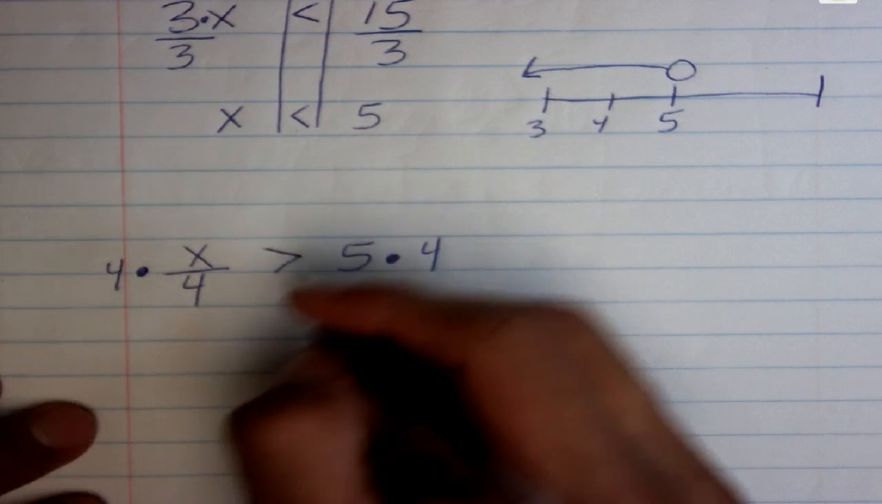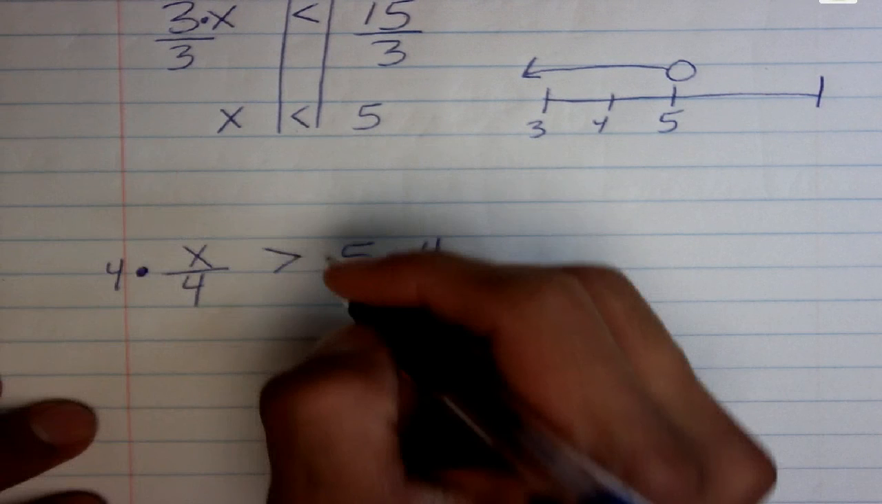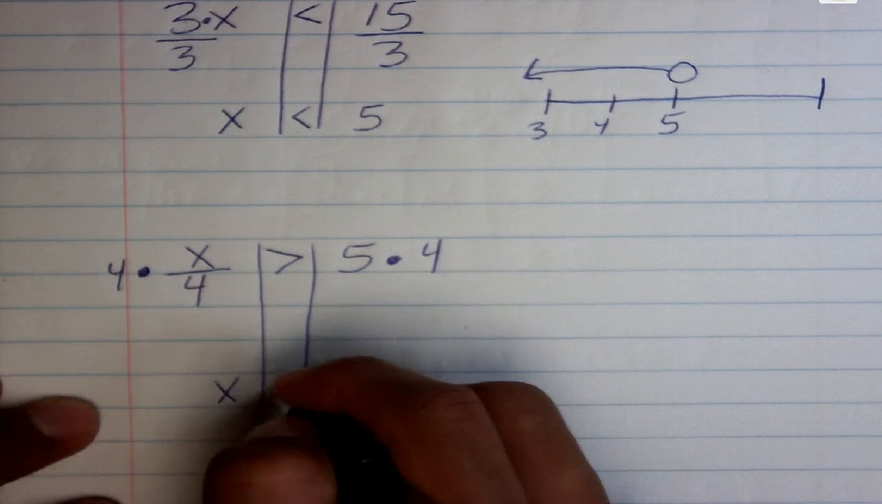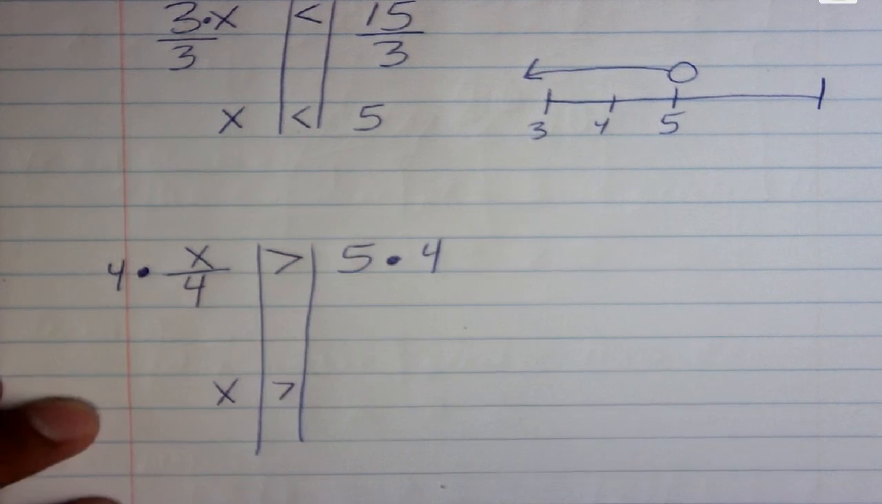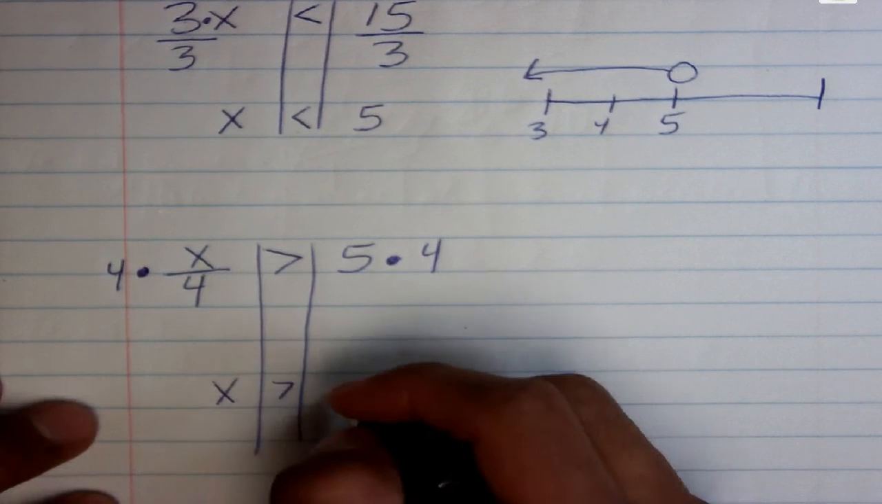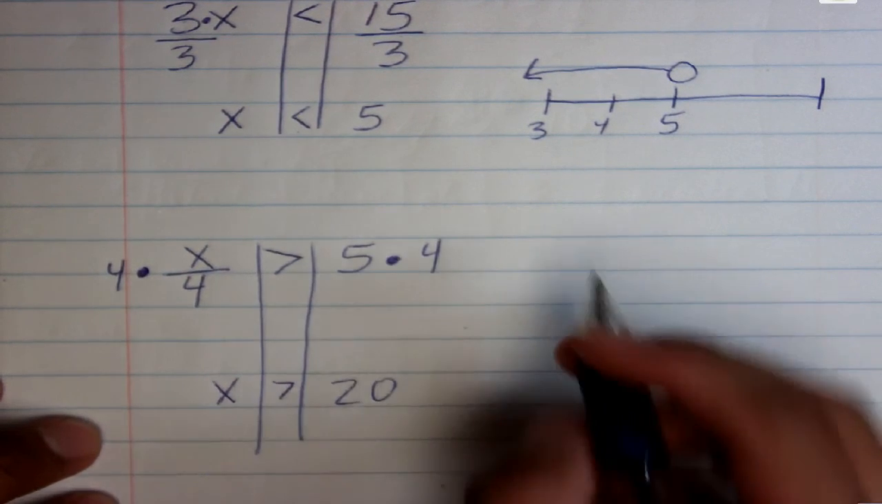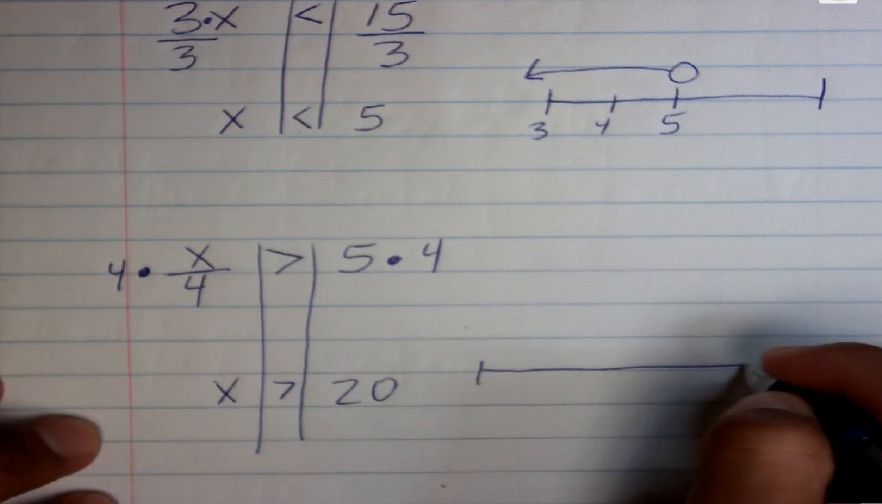Okay? So, I didn't draw my lines. Sorry, I should draw my lines. So I'm going to be left, this is going to cancel, this is going to make 1. So I have x by itself. And what's 5 times 4? 20. So my answer is any number that is greater than 20. That's my answer. That would make that statement true.